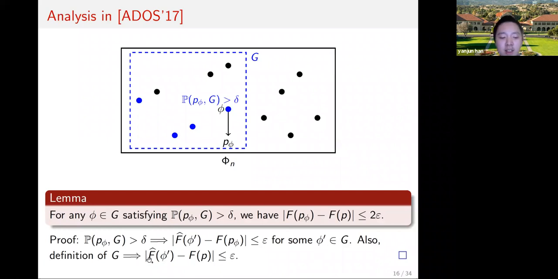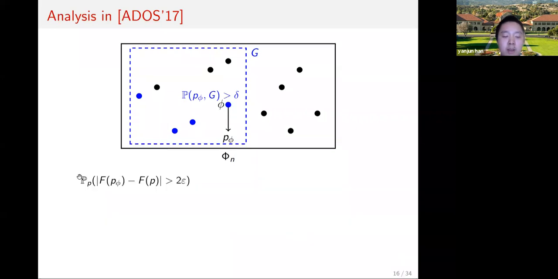However, by the definition of G, we also know that the difference between f hat applied to phi prime and f(P) is at most epsilon. This is exactly the definition of the good profile. Now by the triangle inequality, a single f hat is close to both f(P) and f(P_phi), so their difference is at most 2 times epsilon. This observation gives us a very useful criterion for deciding whether a given PML distribution is close to the truth. And now we are ready to upper bound the worst case error probability of the PML plug-in approach.